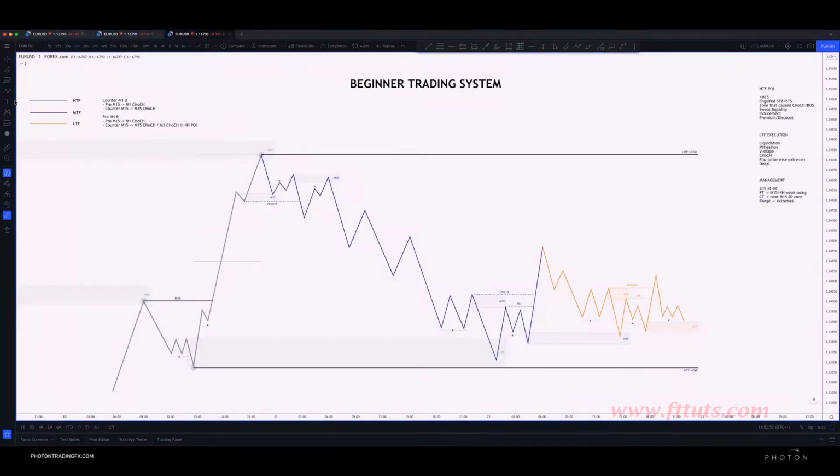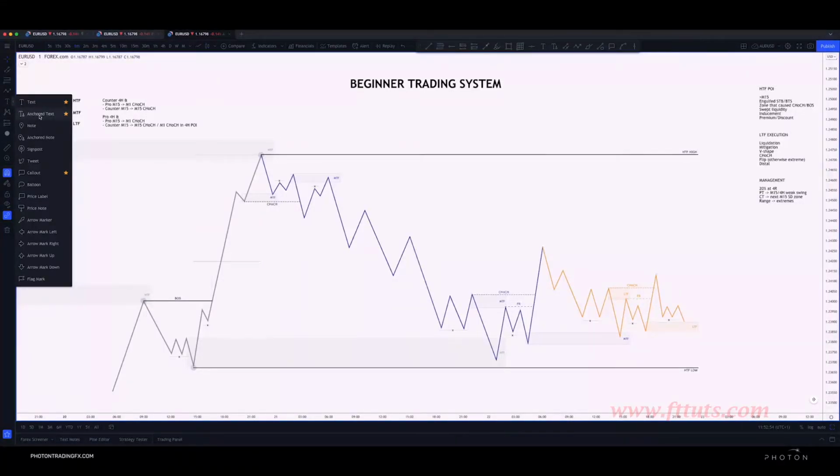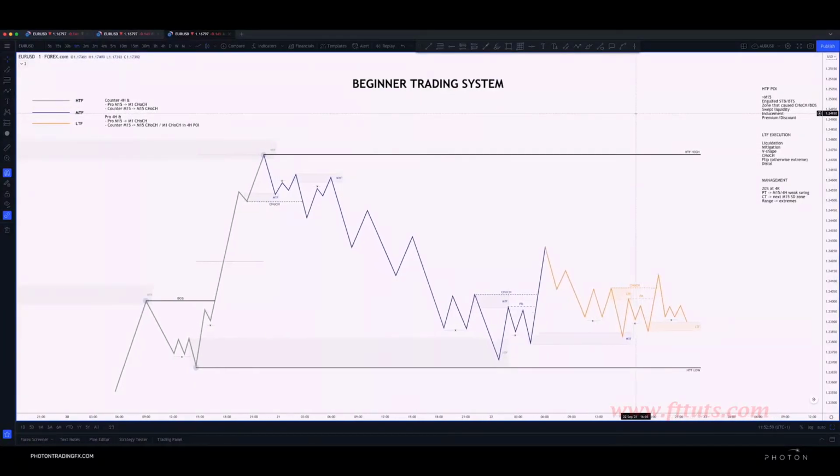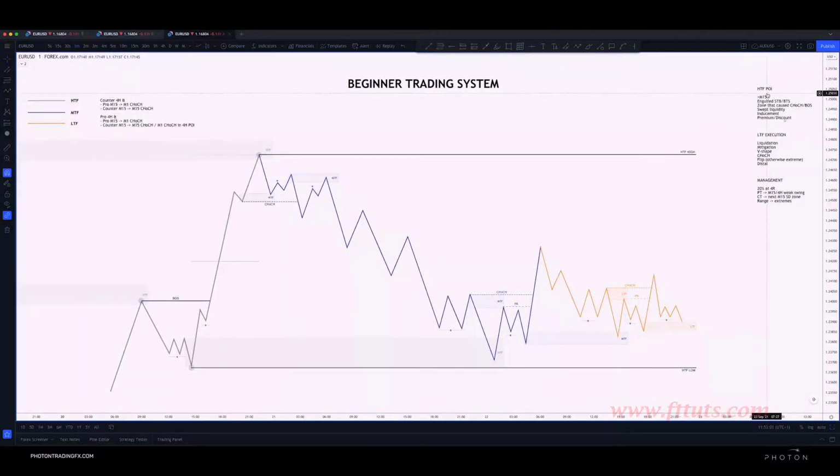So if I show you over here on the left hand side, if you click on the text box, and then if you use anchored text, essentially all that will do is it will mean that the text will stay there rather than it moving like that as I'm scrolling here, right? So yeah, it just can be pretty useful.